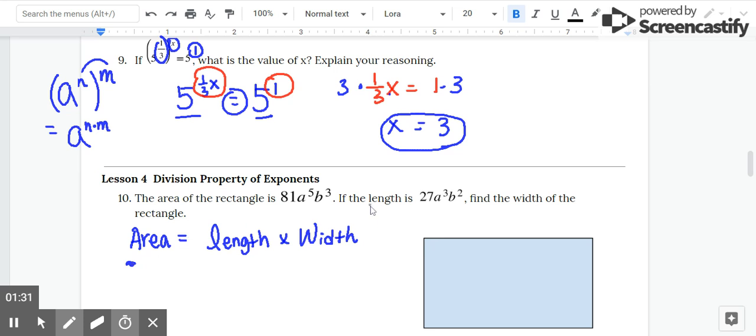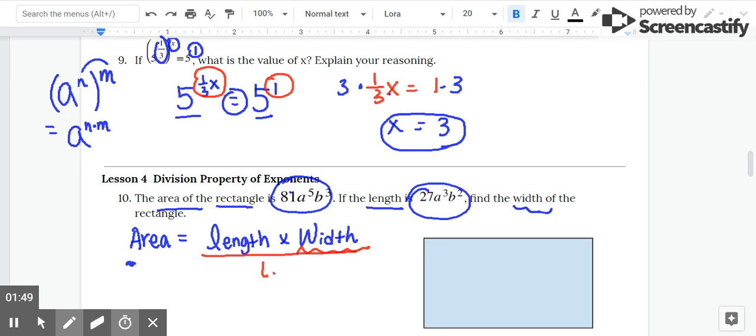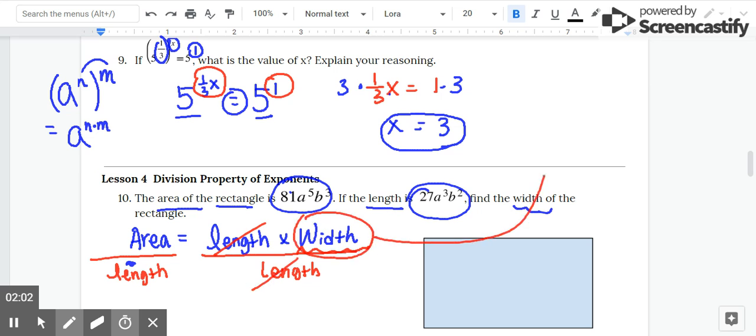So we have length and area, right? So now we need to find the width. I'm going to isolate width by dividing by length. Divided by length, so this will be gone, and you only have width on the right side. So let me just rewrite it here. So width is going to be area over length.